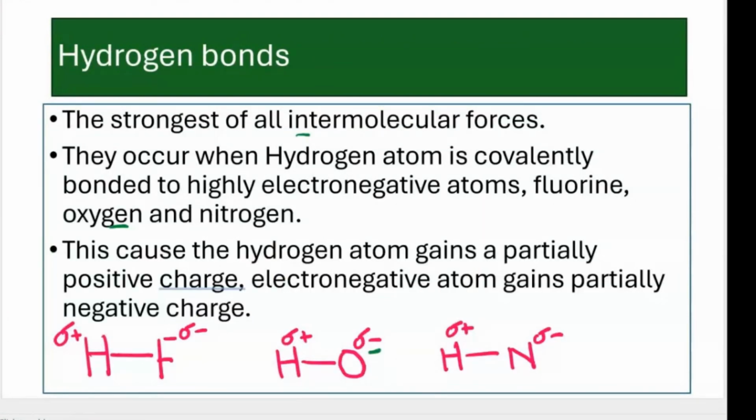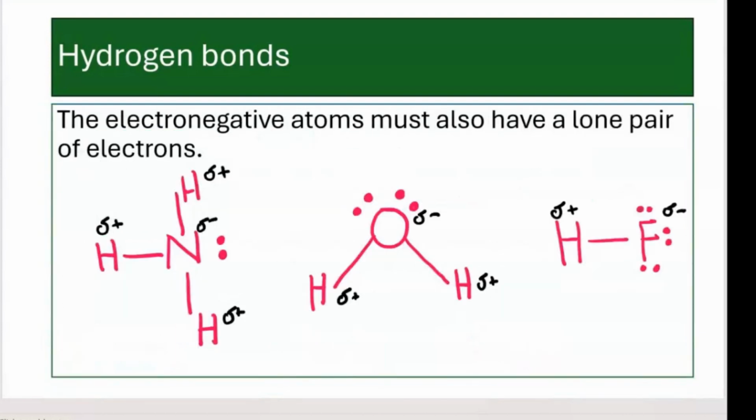Another type of intermolecular force is the hydrogen bond. Hydrogen bonds are the strongest of all intermolecular forces. They occur when a hydrogen atom is covalently bonded to highly electronegative atoms, such as fluorine, oxygen, or nitrogen. This causes the hydrogen atom to gain a partially positive charge and the electronegative atom to gain a partially negative charge.